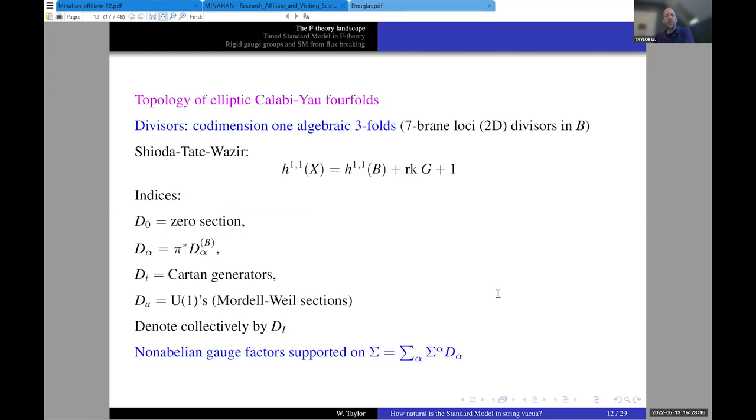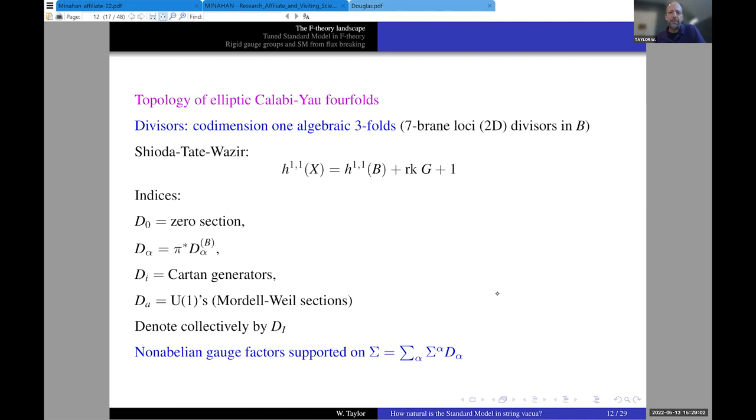So in order to talk about this, we need to say a little bit more about the topology of elliptic Calabi-Yau fourfolds. As I mentioned, divisors are codimension-one algebraic threefolds living in a fourfold. For example, the seven-brane loci are two-dimensional divisors in the three-dimensional complex base. And the dimension of the space of divisors is given by the Hodge number H11 of a complex variety. And the H11 Hodge number of the elliptic Calabi-Yau three- or fourfold, by a nice result of Shioda, Tate, and Wazir, is given by the H11 of the base plus the rank of the gauge group plus one in physics language.